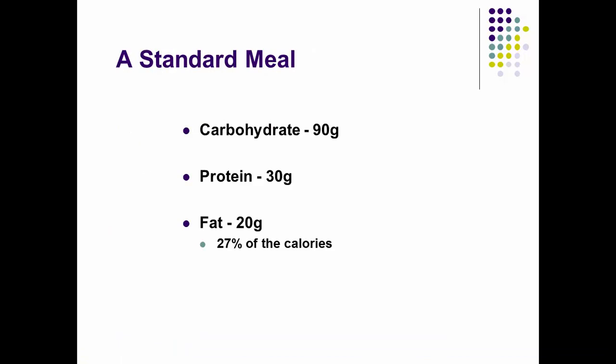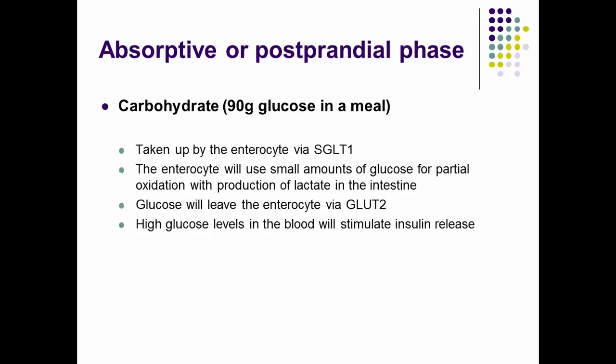Okay, a standard meal we eat usually contains roughly 90 gram carbohydrate, 30 gram protein, and 20 gram fat. Now we talk about the absorptive phase, and how the carbohydrate that we absorb and metabolize is distributed in the different tissues. First of all, we know already, it is digested and absorbed by the enterocytes. Enterocytes are very important to absorb the nutrients. And we also know the different transporters involved in the absorption process.